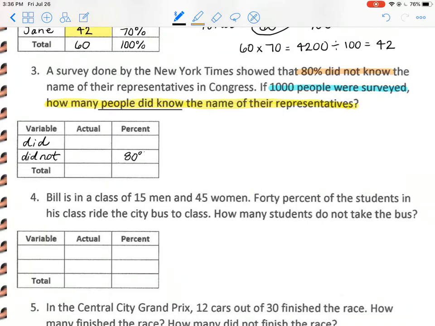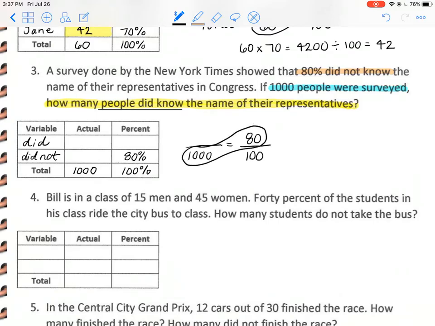So that's did not in percent. 1,000 people surveyed. And we know that the total on a percent is 100%. So there's a proportion. We can solve with just 3 pieces. If you can get 3 of these pieces, you can find the other parts. So we're looking at the people who did not know. We're looking at something over 1,000 and 80 over 100.